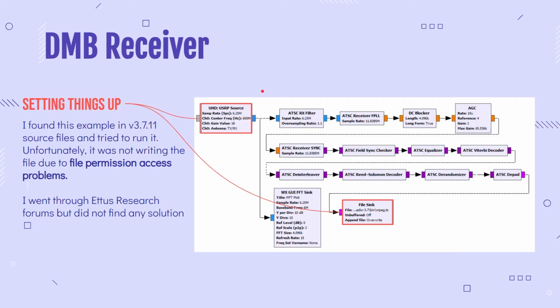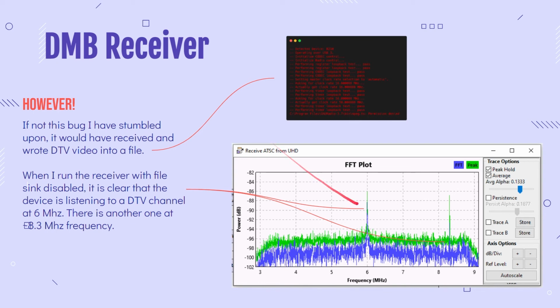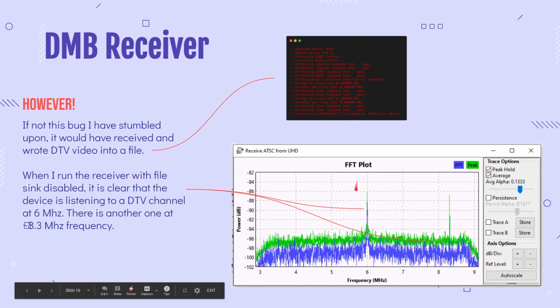And the GNU Radio flow graph looked like this. It would get the source and transcode everything and send it to a file sink that would save it to a .ts file extension file. But unfortunately, I had file permission access problems, and I could not find any solution to this problem. However, as you can see, my device was actually capturing the signal. The only problem was writing it into my disk.